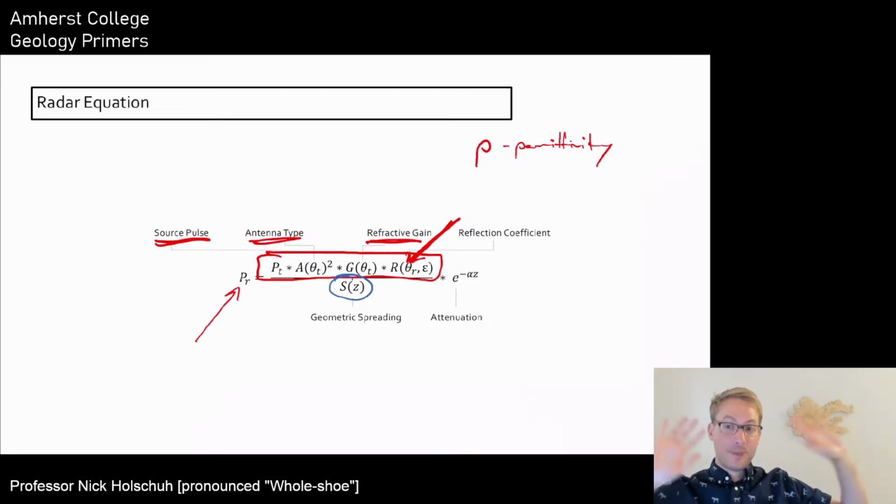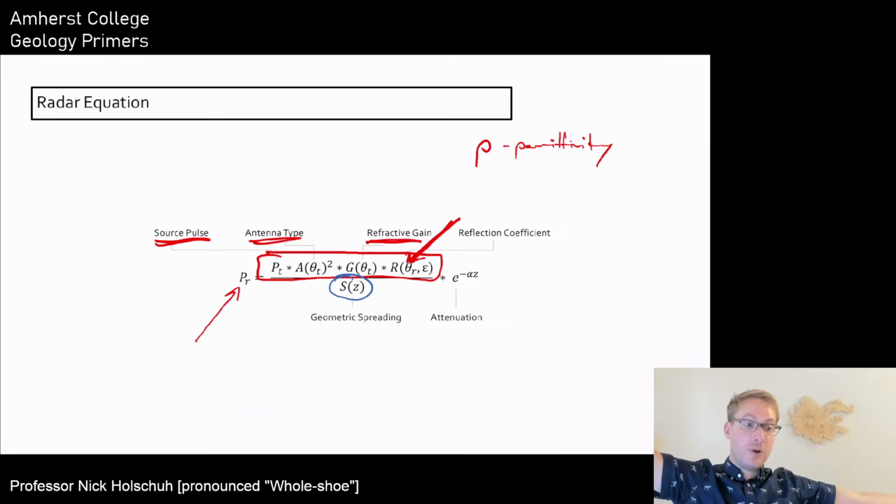And so as that pulse gets further and further away, that energy is less and less concentrated, because it's essentially concentrated on this spherical shell that's spreading out and getting bigger and bigger. So if our target is further away, we get less energy back because it's spherically spreading. There's also this other important term that's labeled here, attenuation. This term represents the loss of energy to the medium through which the wave is propagating.